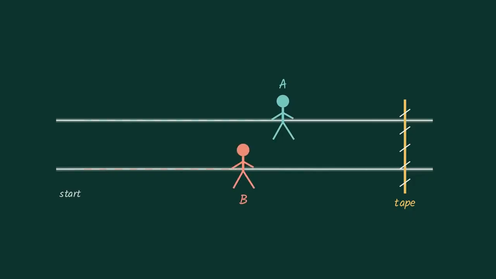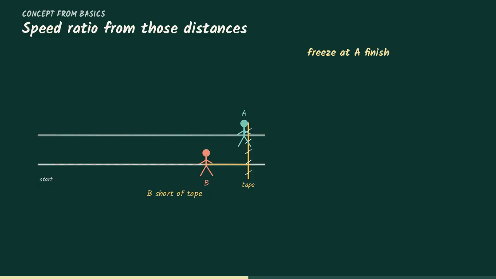In that shared time, speed of A over speed of B equals D over D minus X. Same clock, two distances, that is the whole ratio.